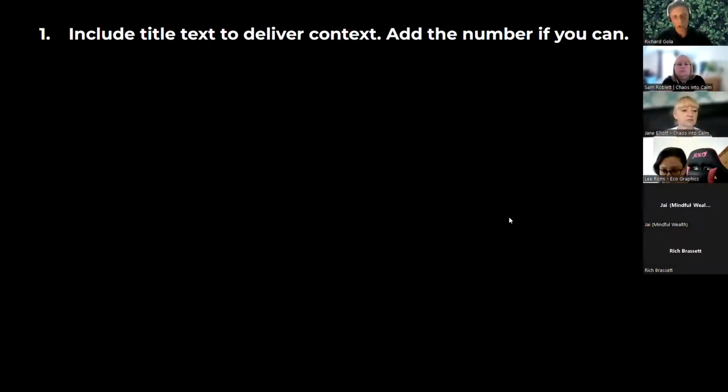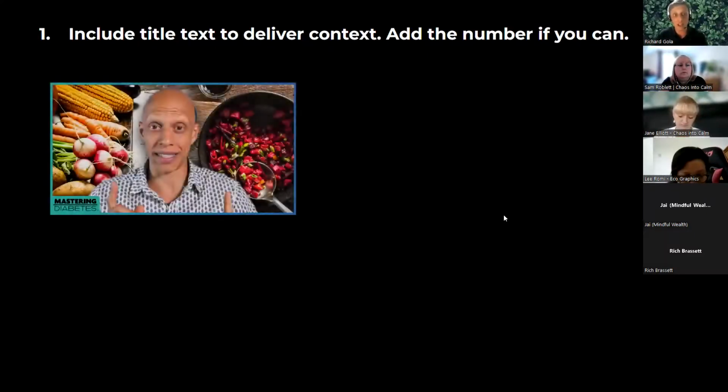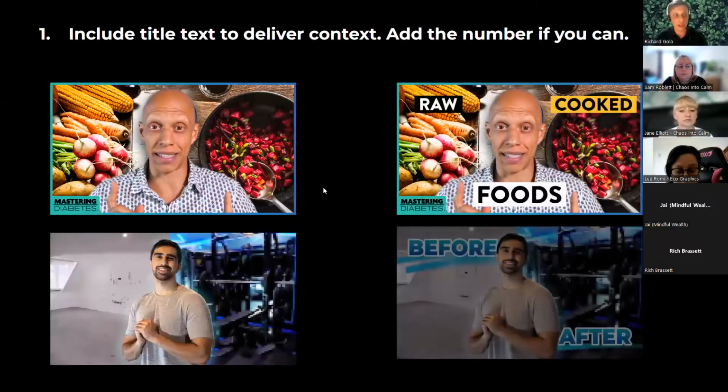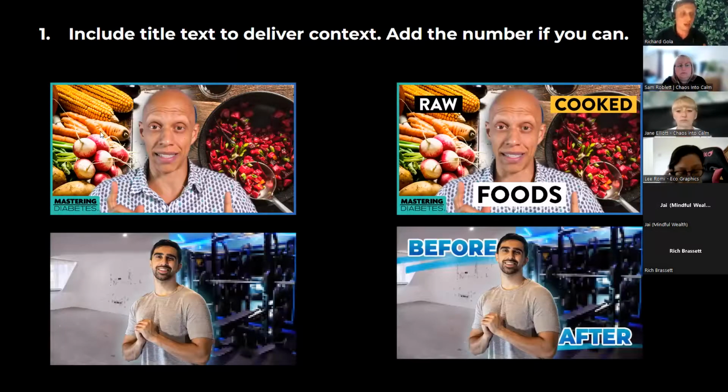So no theory here. If you want to stand out, you have to include text to deliver the context, and the number if you can. As you can see on the left side, here we have some vegetables raw, and here we have cooked. So if we add some kind of title over here, some text, you are receiving the context of the video already, and you can evaluate if this video will be good for you or not.